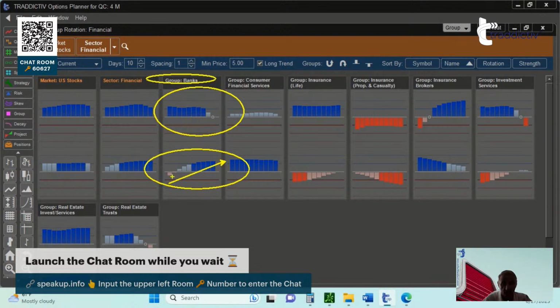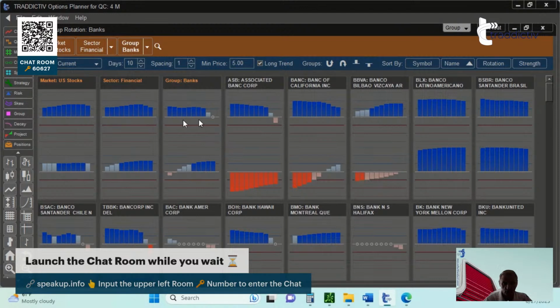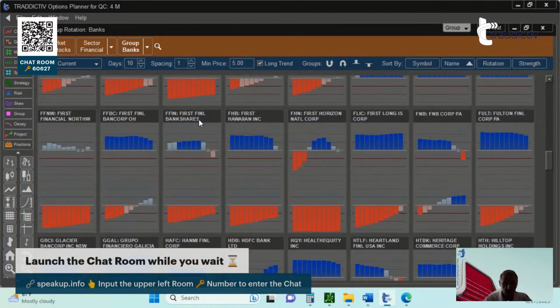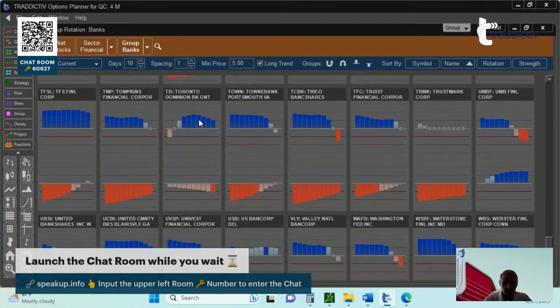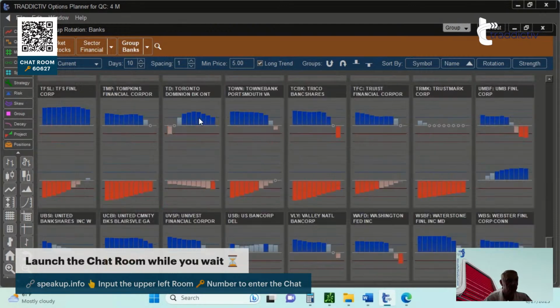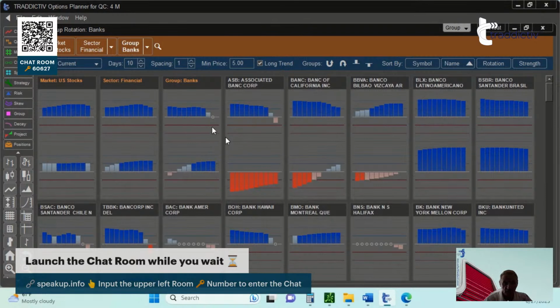I really appreciate that. And then what I did, after I went to the US market, financial sector, and the banks, I looked up JP Morgan Chase. As you can see, JP Morgan Chase is a bank that is listed here, and it's in an uptrend. So what I'm showing you here is pretty much the fast way to determine which instrument you want to trade: US stock market, financials, and then the banks.